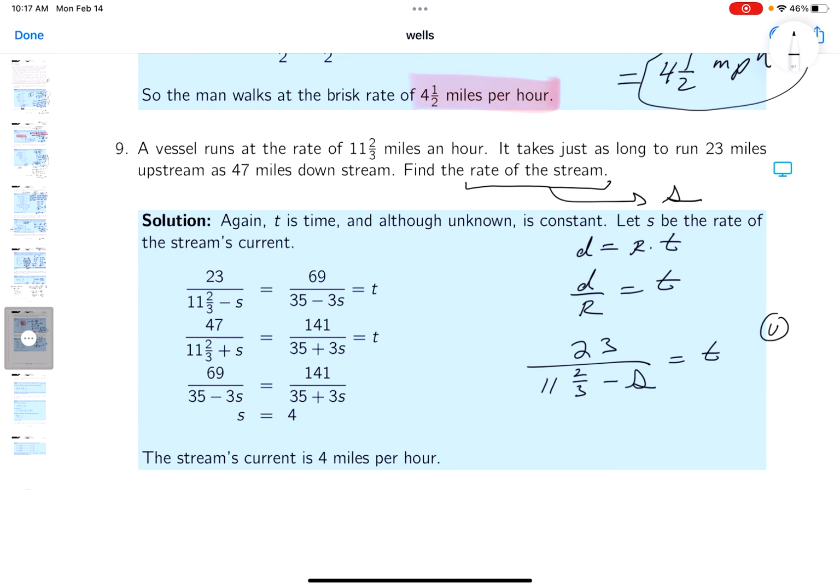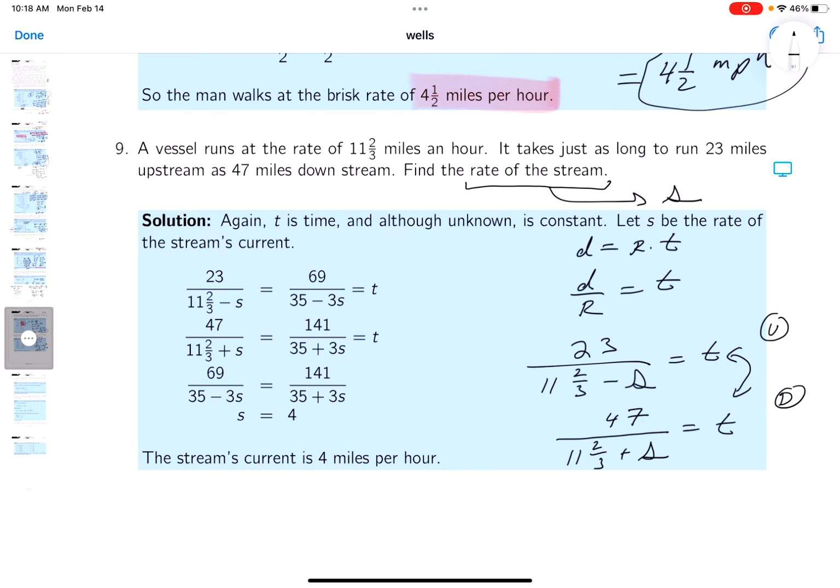It says it takes the same amount of time to go downstream. Now downstream is 47 miles downstream. And what's its rate? 11 and two-thirds. But now the stream is helping it. All right? So this is downstream. And what do I know about these things? These things are equal. Right?